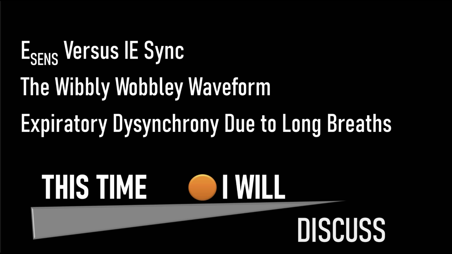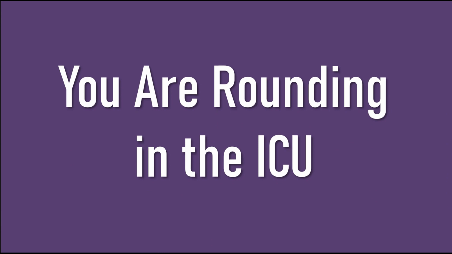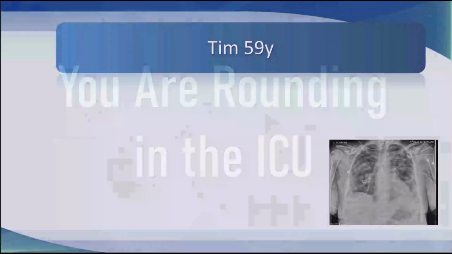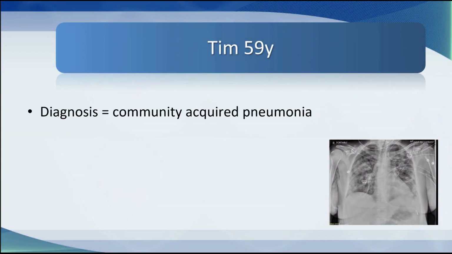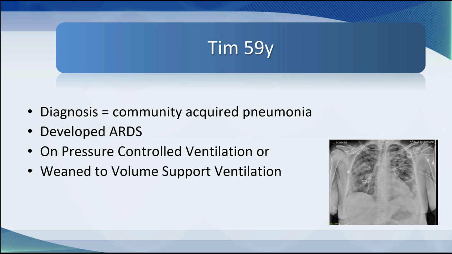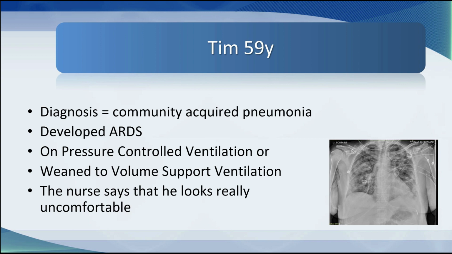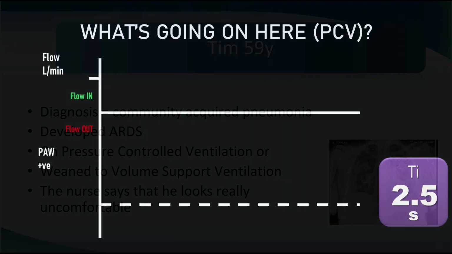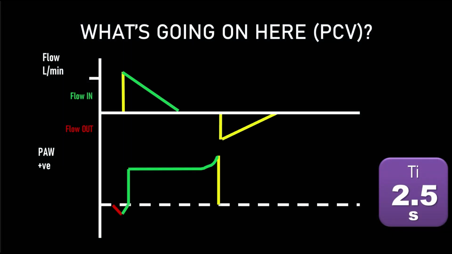Let's start with a clinical scenario. You're rounding in the ICU and you see Tim, who's a 59-year-old who was diagnosed with community-acquired pneumonia. He developed ARDS and now he's on pressure control ventilation, or he has been weaned to volume support ventilation. The nurse says that he looks really uncomfortable. Well, what's going on with Tim in this picture? What do you identify as being abnormal?